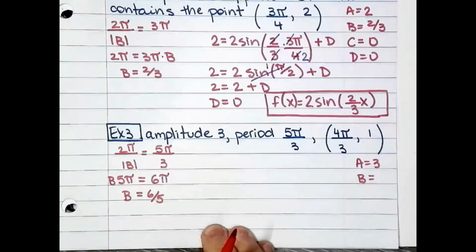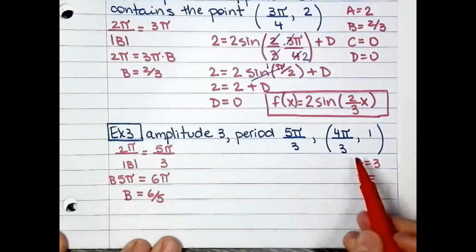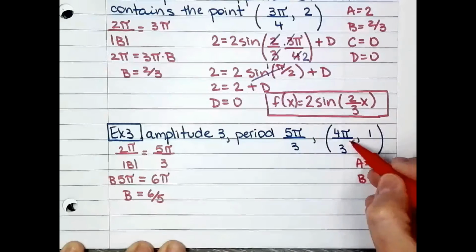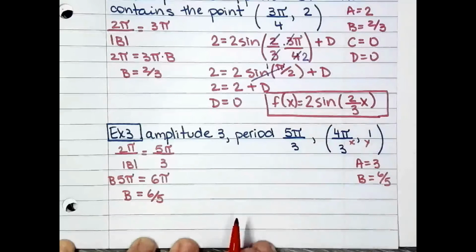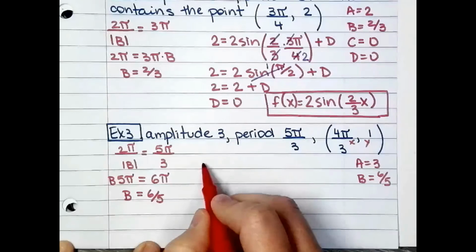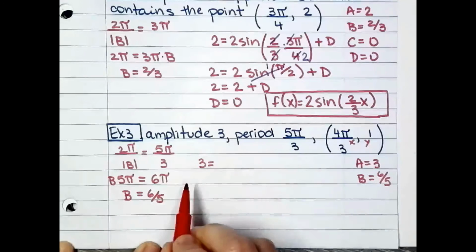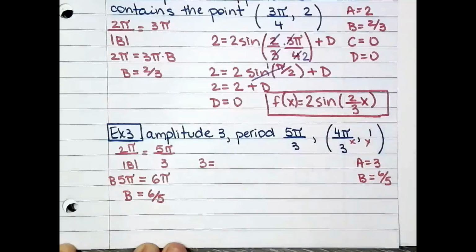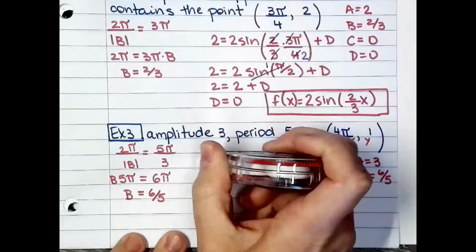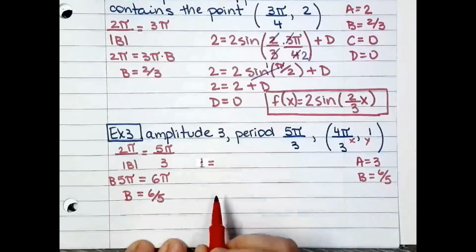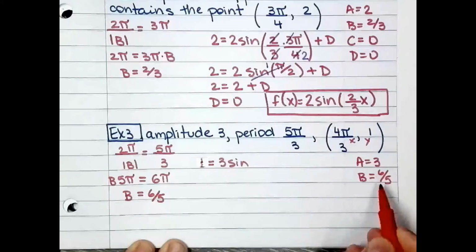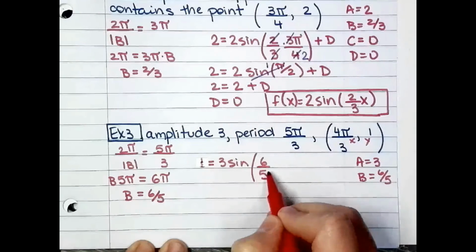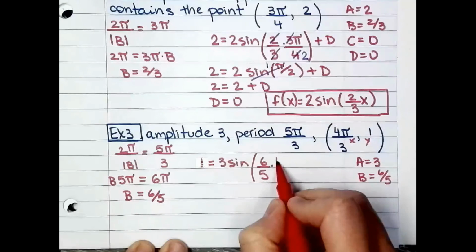Okay. So now I have this pretty little thing right here. Don't get intimidated by this. This is X and this is Y. Okay. So A is 3. No, that is not right. So Y is 1. A is 3. Sine B. B is 6 over 5. X, 4 pi over 3.